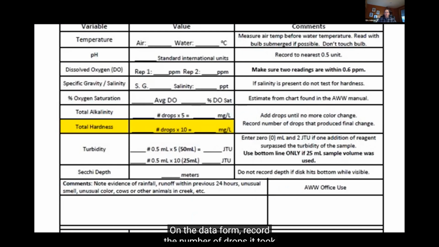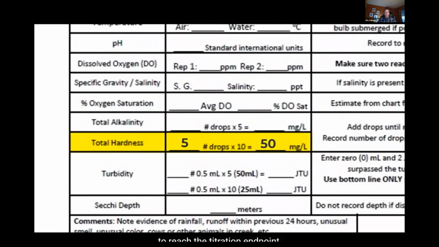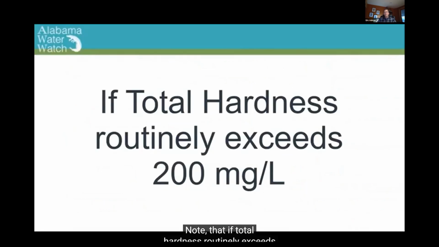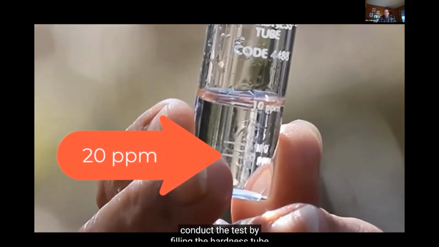On the data form, record the number of drops it took to reach the titration endpoint. Also on the form, to calculate a total hardness value in milligrams per liter, multiply by 10 the number of drops of hardness reagent number 7 used. Note that if total hardness routinely exceeds 200 milligrams per liter, conduct the test by filling the hardness tube to the lower line, 20 ppm, and multiply by 20 the number of drops of hardness reagent number 7 used.